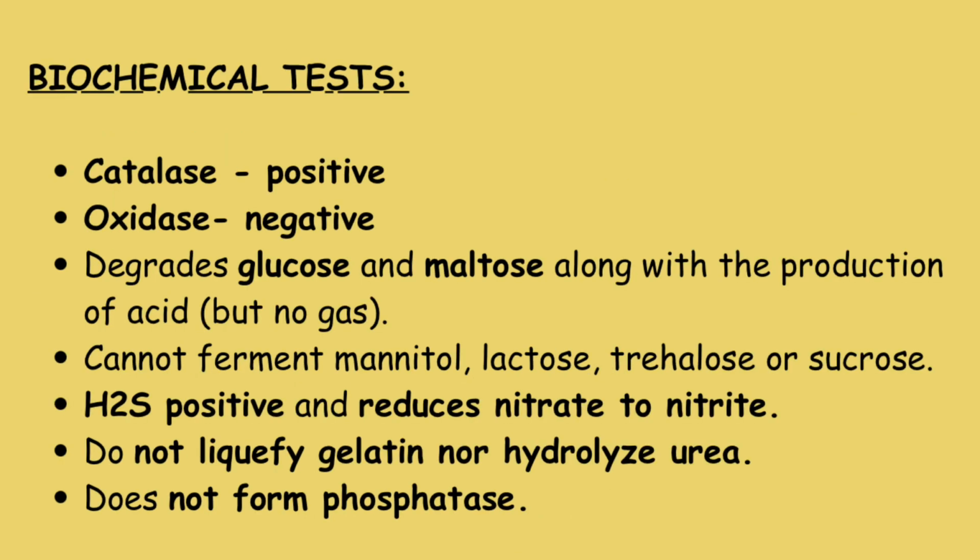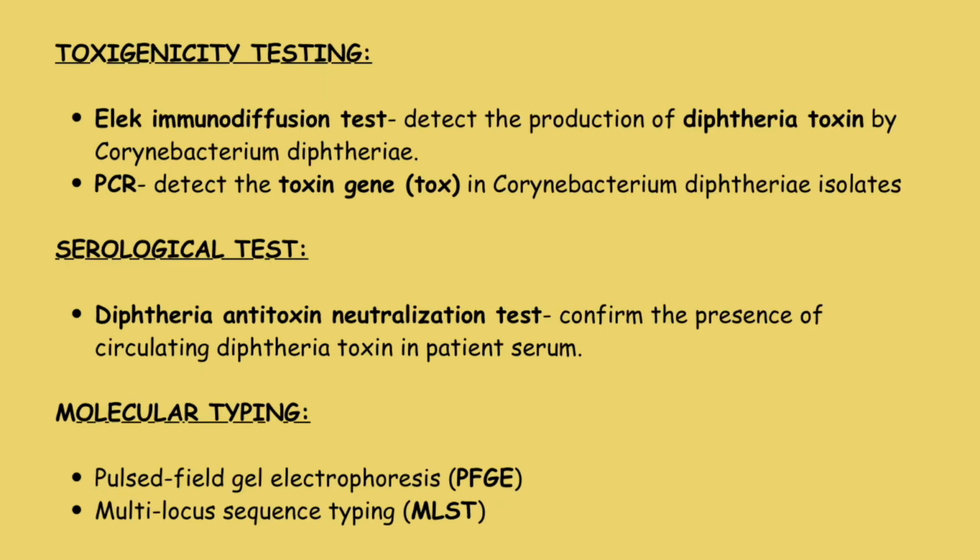Biochemical test. Corynebacterium diphtheriae are catalase positive, oxidase negative. It degrades glucose and maltose along with the production of acid but no gas. It cannot ferment mannitol, lactose, trehalose or sucrose. It is hydrogen sulfide positive and reduces nitrate to nitrite. It does not liquefy gelatin nor hydrolyze urea, and also it does not form phosphatase.